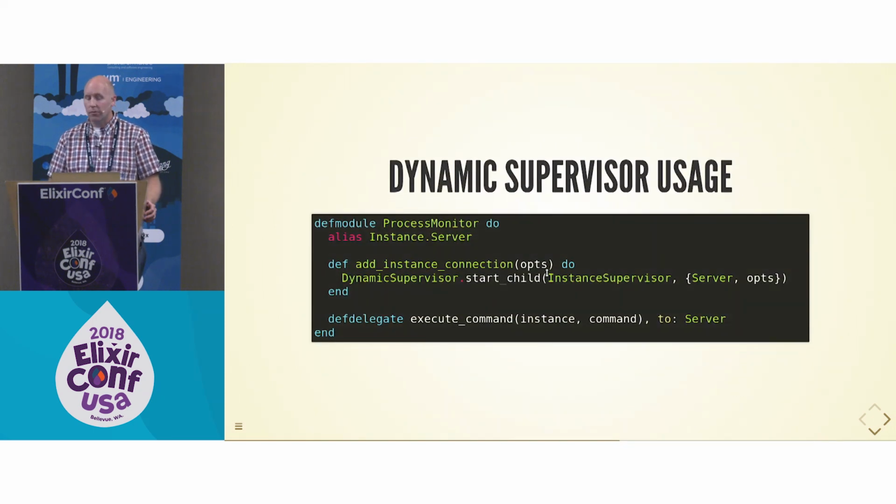Next, we can create a module to use that. And we're going to create a new function called add instance connection that accepts those same options. And instead of calling the server start link directly, we're going to use our dynamic supervisor to start those server processes. We're also going to delegate a command, execute command, to that server.